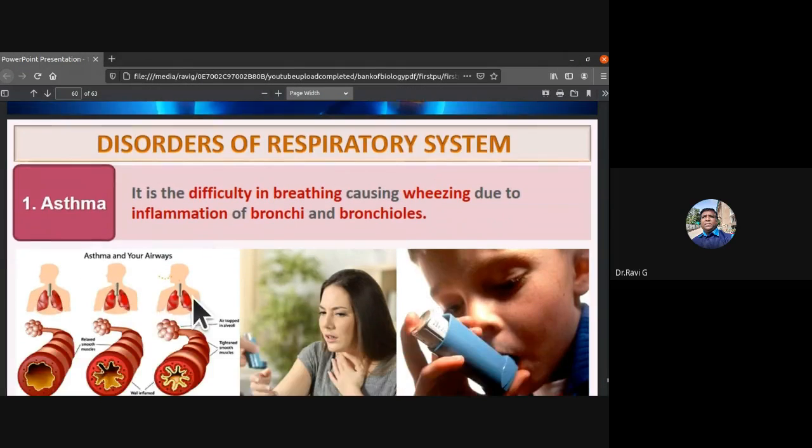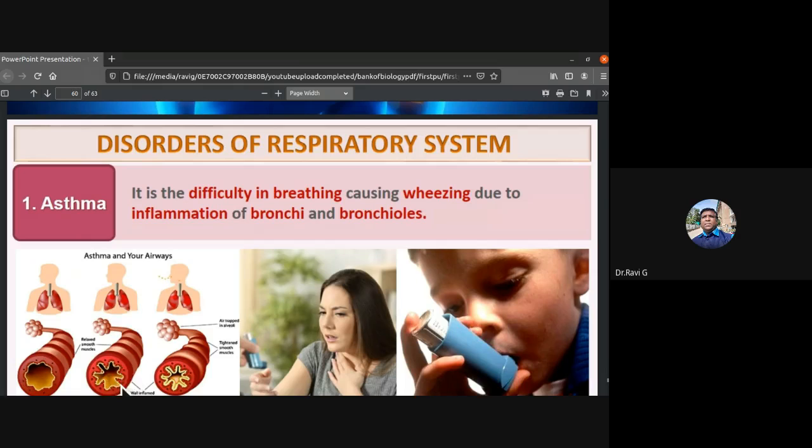Asthma is a difficulty in breathing which causes wheezing. The whistle-like sound whenever they are breathing is because of the narrowing down of the bronchioles. There is an inflammation of bronchi and bronchioles, and as a result, a wheezing sound is created. So you should understand about that.